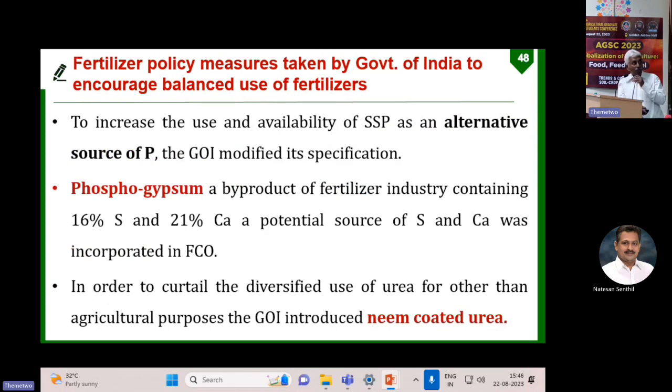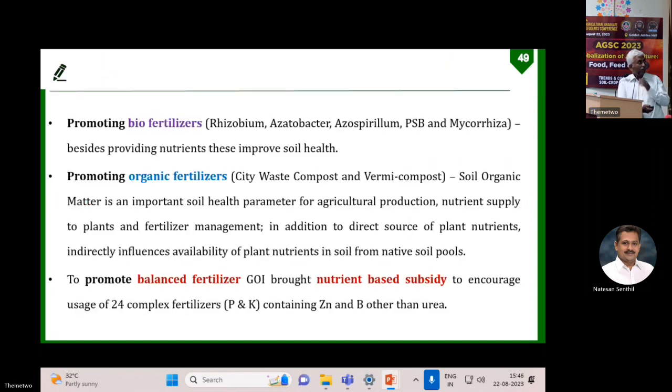To increase the availability of phosphorus, the Government of India is encouraging phosphogypsum. This is another source, like coated urea, nano urea, and all these things that are coming up nowadays to increase availability and reduce wastage. The government can also intervene in promoting biofertilizers, organic fertilizers, and balanced fertilizers, all in the form of a subsidy. These are the government activities that can be taken up.